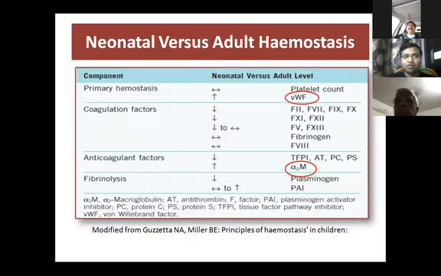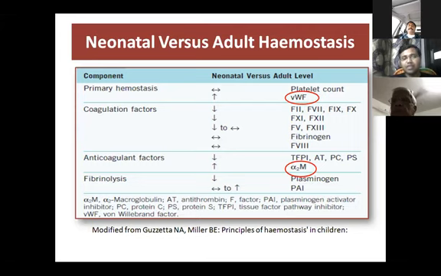So what is the difference between neonate and adult? Coming to primary hemostasis, which comprises von Willebrand factor and platelet count. In adults and neonates, the platelet count is normal in both, but the condition is that neonatal platelets are hyporeactive.